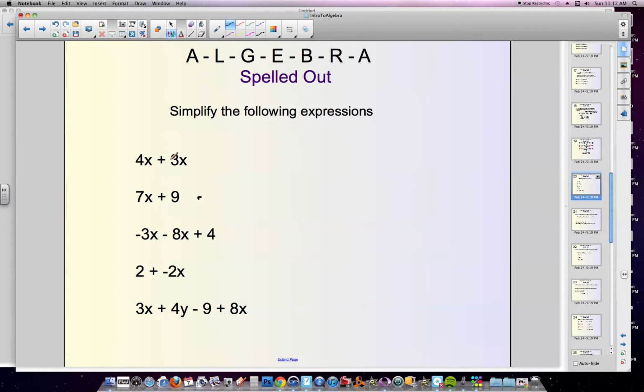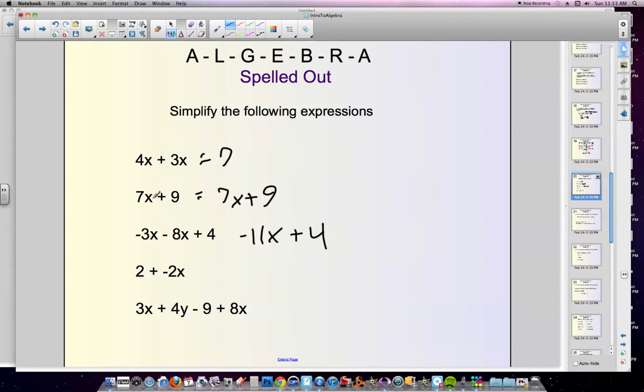Okay, so if I have 4x's and 3x's, well, that's just 7x's, right? However, if I have 7x's and 9 1s, those are two different things. I can't combine that because these are x's and these are 1s, and they don't mix. So this is already simplified. Here I've got a deficit of 3x's, negative 3x's, and then I'm going to take away another 8x's, right? So that leaves me with an actual deficit, or negative 11x's. Now this 4, these aren't x's, are they? We can't mix them with this. These are just 4 1s.